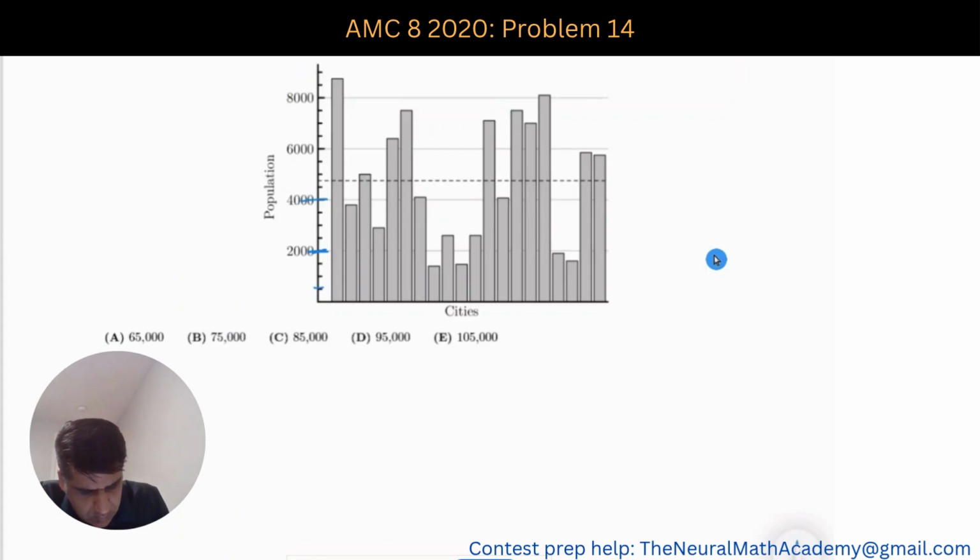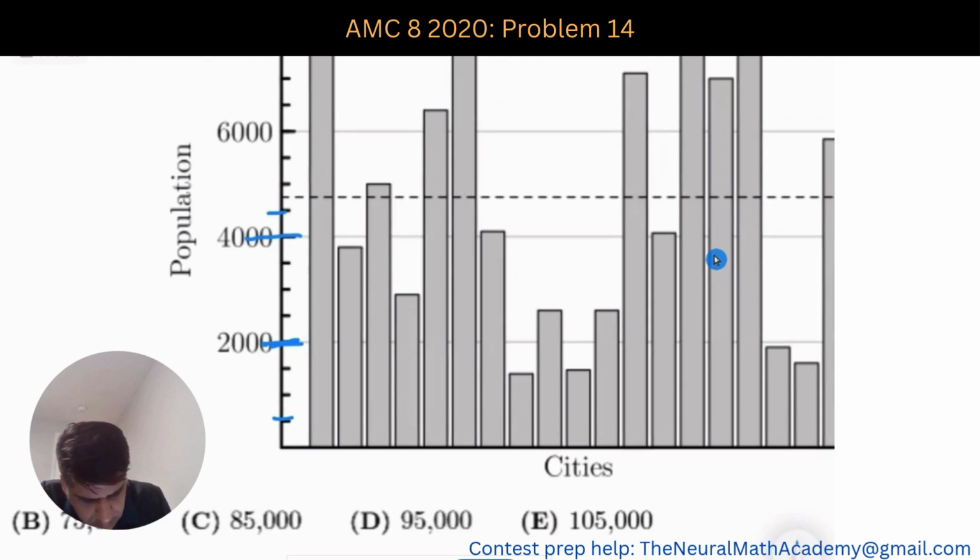And then this is 4500. And this dotted line is in the center of these, like this 4500, and it is between 5000. So then it would be 4750.